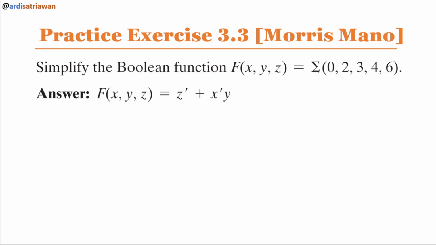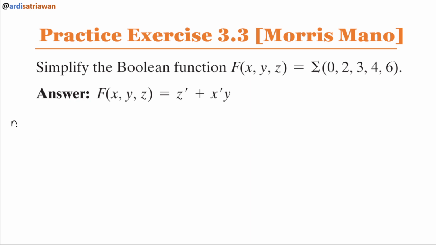Hello, my name is Ardi and we are going to solve practice exercise 3.3 from the Morris Mano book. The question is: simplify the Boolean function F(x, y, z) = Σ(0, 2, 3, 4, 6).